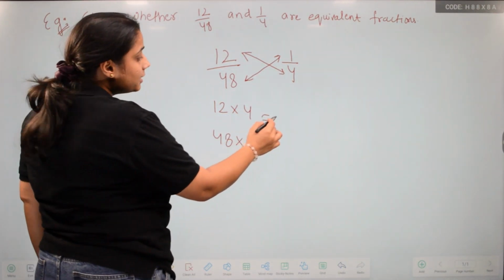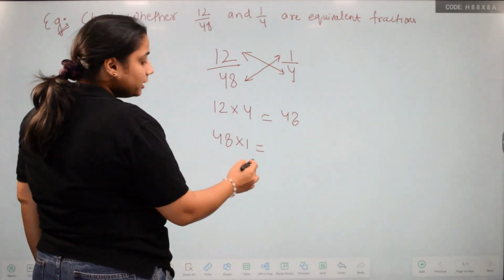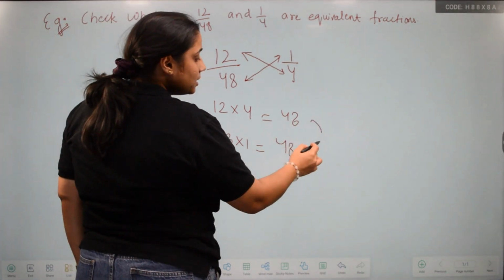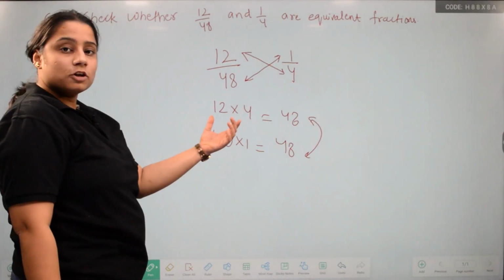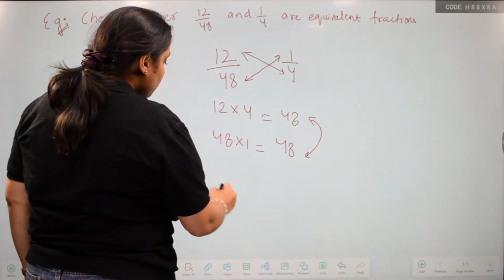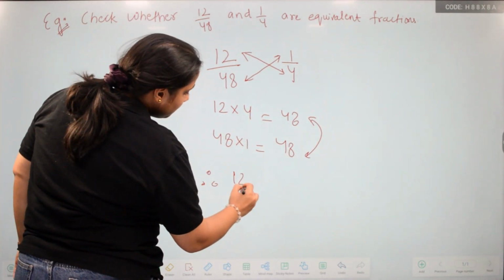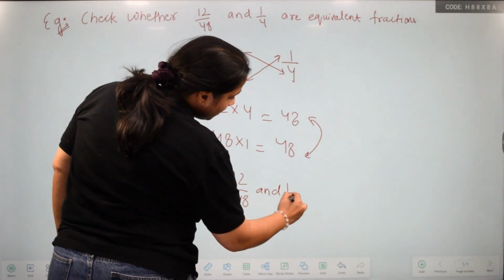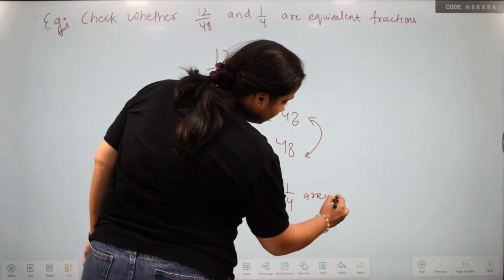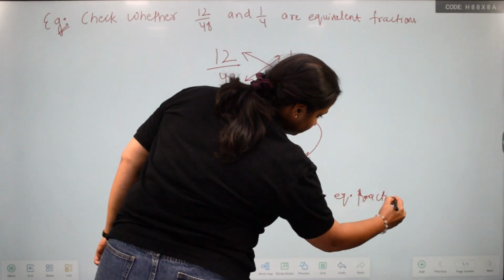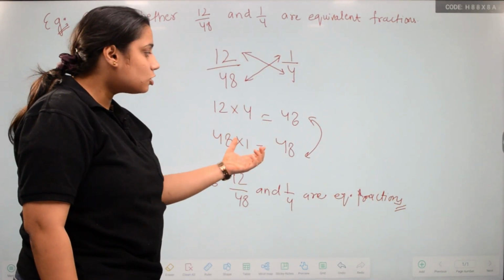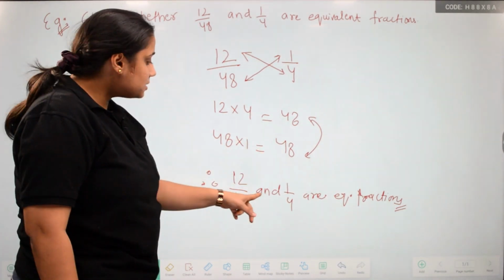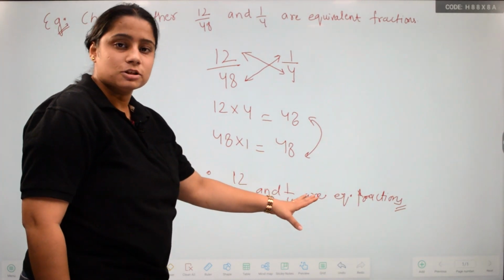12 into 4 is 48, while 48 into 1 is 48. Here we can see that the product after cross multiplication is the same. Therefore, we can say that 12 by 48 and 1 by 4 are equivalent fractions. And if the product after cross multiplying is not equal, then we'll say that they are not equivalent fractions.